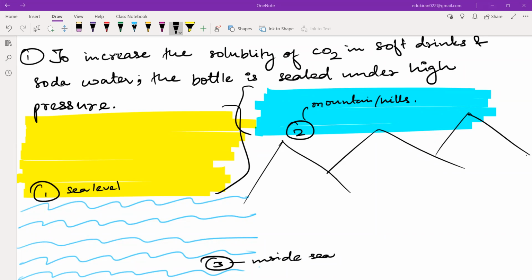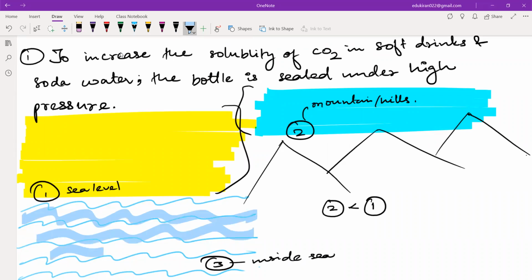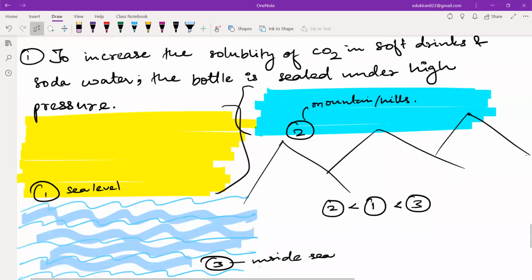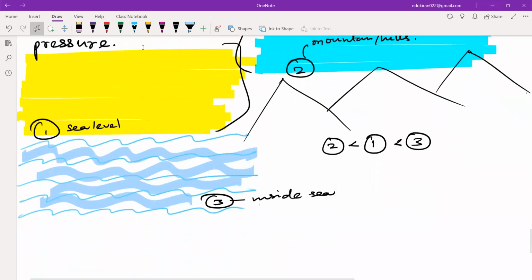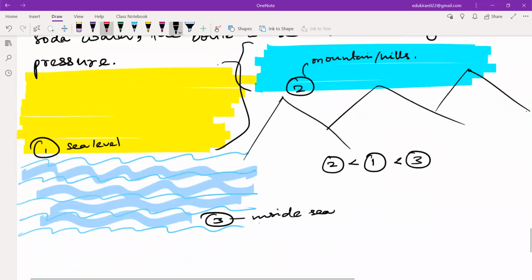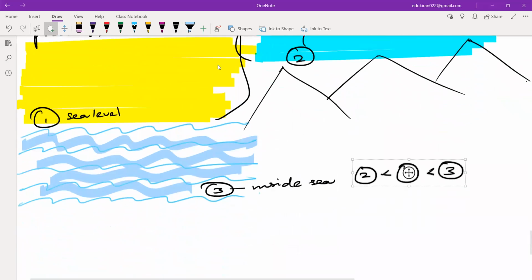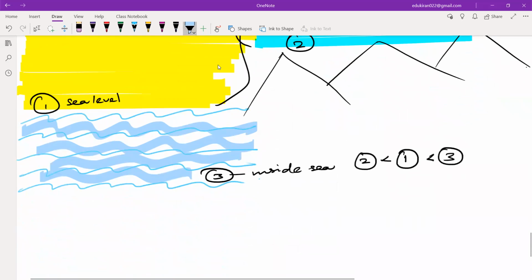ठीक है, चलिए. So we will say that 2, that means mountain or hills, has the lowest pressure, followed by 1, that is the sea level. अब जब आप समुद्र के अंदर चले गए हो, when you are inside the sea, inside the ocean, then you have this water, right? The water will also exert some kind of pressure, and you will be facing the most pressure at position number 3. Clear है? ठीक है. देखिए, we are accustomed to this level 1, the sea level. Here we have 1 atm.